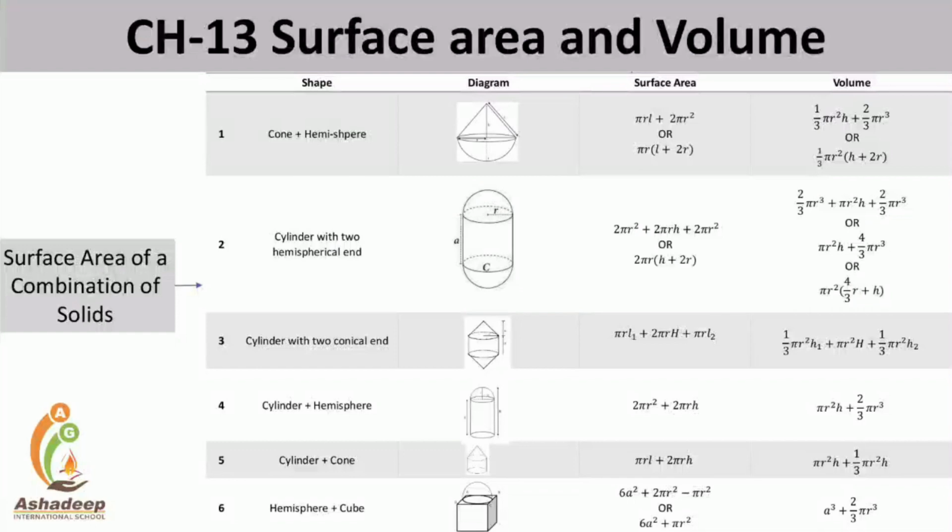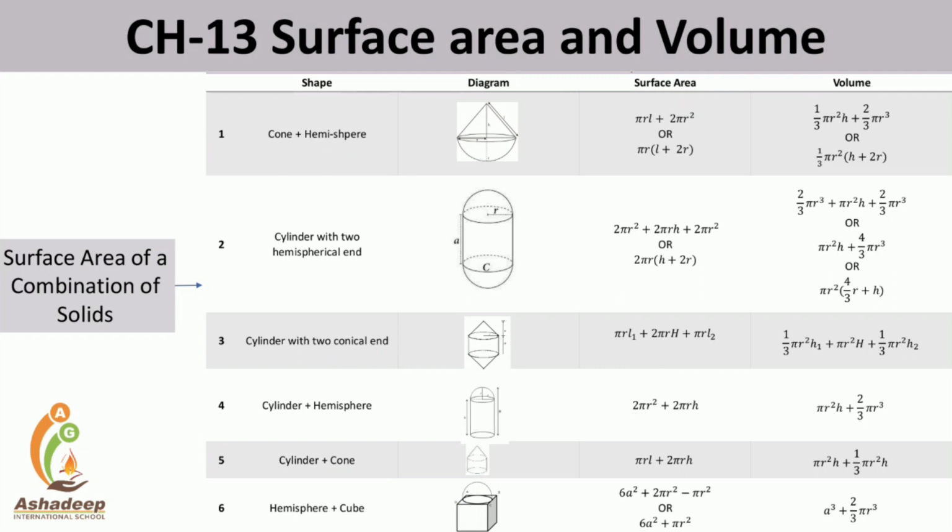This is our main topic of Standard 10, the surface area of combination of solids, right? So here some combinations are given. The combinations are of so many types. Here some combinations are given, and they are cone plus hemisphere, cylinder plus 2 hemispherical ends, cylinder with 2 conical ends, cylinder plus hemisphere, cylinder plus cone, and hemisphere with the cube, right? So these are the 6 basic combinations given here.